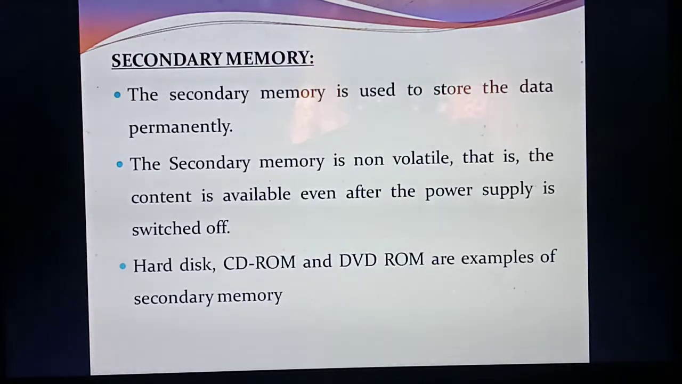Whenever they ask a differentiation question, you should draw a tabular column. In the first column you put primary memory, in the second column you put secondary memory. Then you differentiate and write. The first point in primary memory is that it's a temporary storage memory. In secondary memory, the first point is permanent storage memory. The second point: primary memory is volatile, secondary memory is non-volatile. The third point: in primary memory the content is not available when the power is switched off, whereas in secondary memory the content is available when the power is switched off.